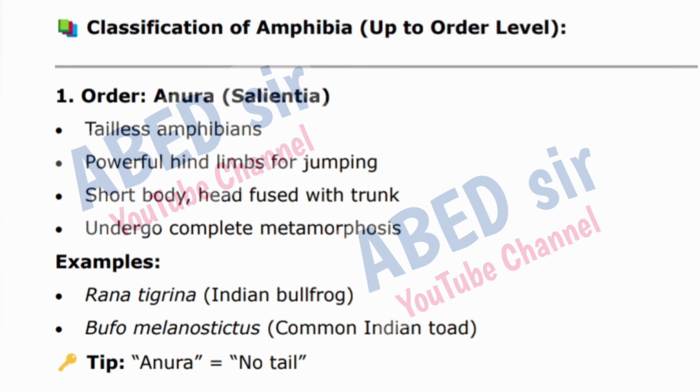Classification of amphibia up to order level. 1. Order, Anura, Salientia. Tailless amphibians. Powerful hind limbs for jumping. Short body, head fused with trunk. Undergo complete metamorphosis. Examples: Rana tigrina, Indian bullfrog. Bufo melanostictus, common Indian toad. Tip: Anura means no tail.